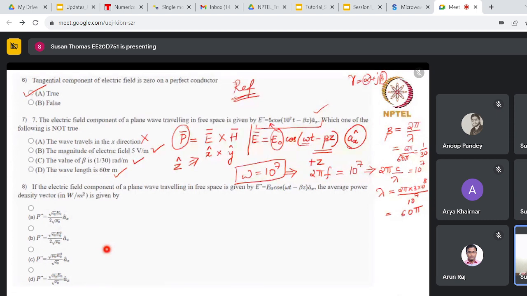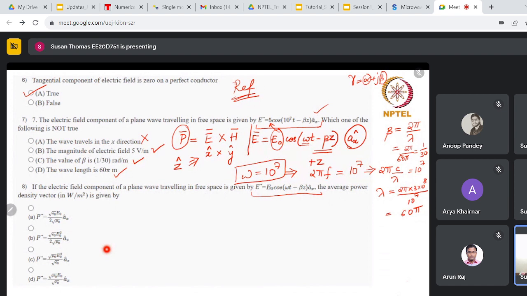So this question had given a very basic understanding of the equation of electric field, and from that what all you can calculate. I hope this is clear. So moving on to the next question. If the electric field component of a plane wave traveling in free space is given by, so this is the expression for electric field, the average power density vector is given by. So you have an equation for electric field. Can you find the average power density vector?